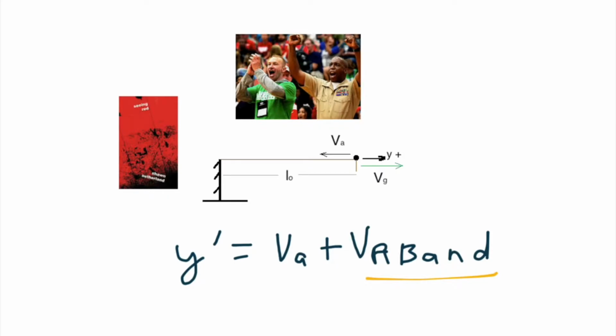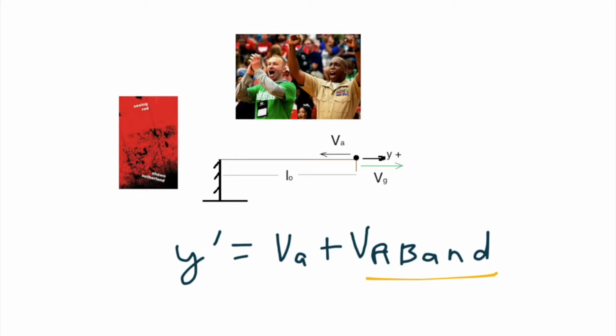So, the problem, we need to write an equation of motion for this ant and solve it. It's plain and simple. And the equation of motion is really just like a velocity equation. So y prime represents the ant's velocity with respect to the wall. That is the velocity of the ant, which is going to the left, plus the velocity of the rubber band beneath the ant's feet, which I've written VR band here.